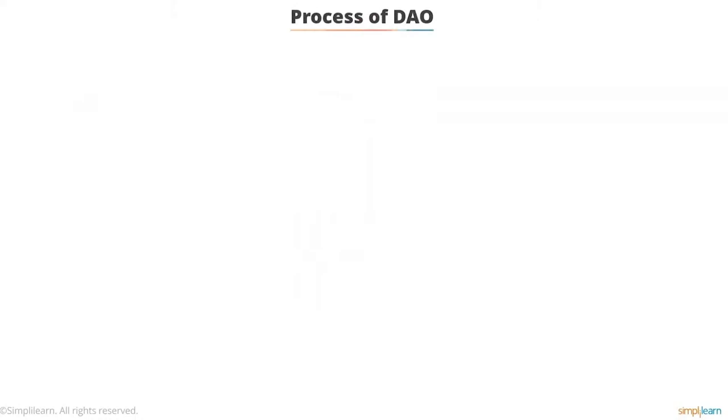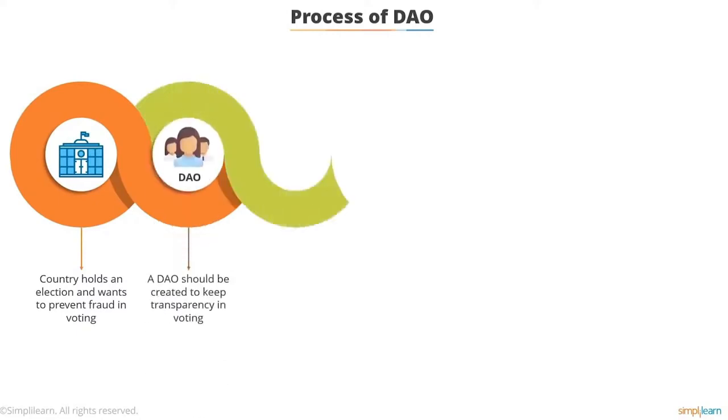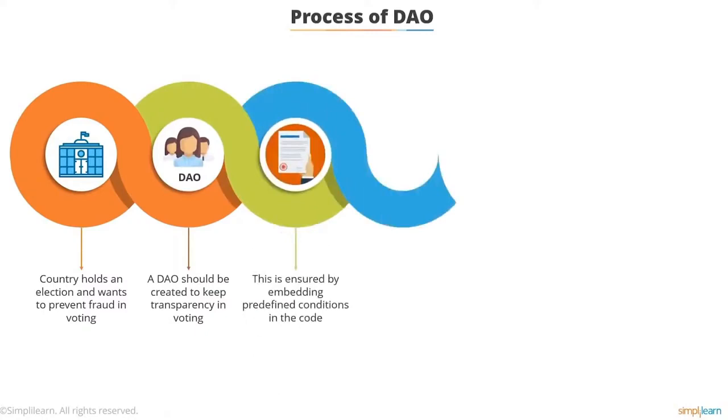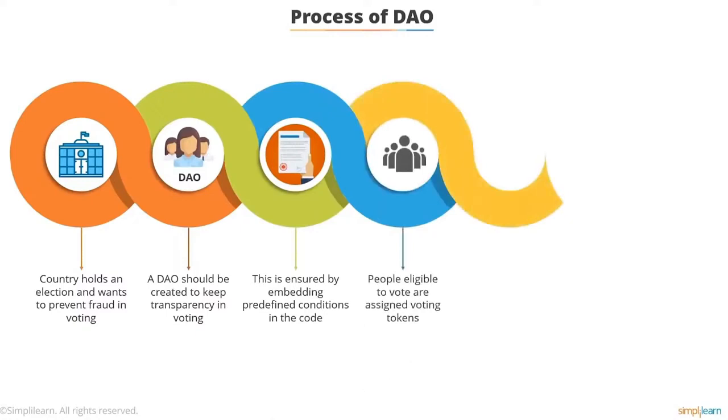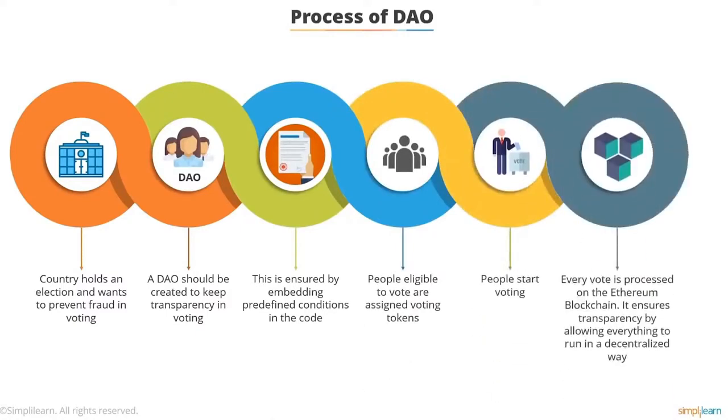Process of a DAO. Now, let's take an example and see how this works. Let's consider that a country is holding elections and wants to prevent fraud in the voting system. A DAO is created to keep transparency in the voting. This is ensured by embedding predefined conditions in the code. People eligible to vote are assigned voting tokens and the voting starts. Every vote is processed on the Ethereum blockchain, and it ensures transparency by allowing everything to run in a decentralized way.